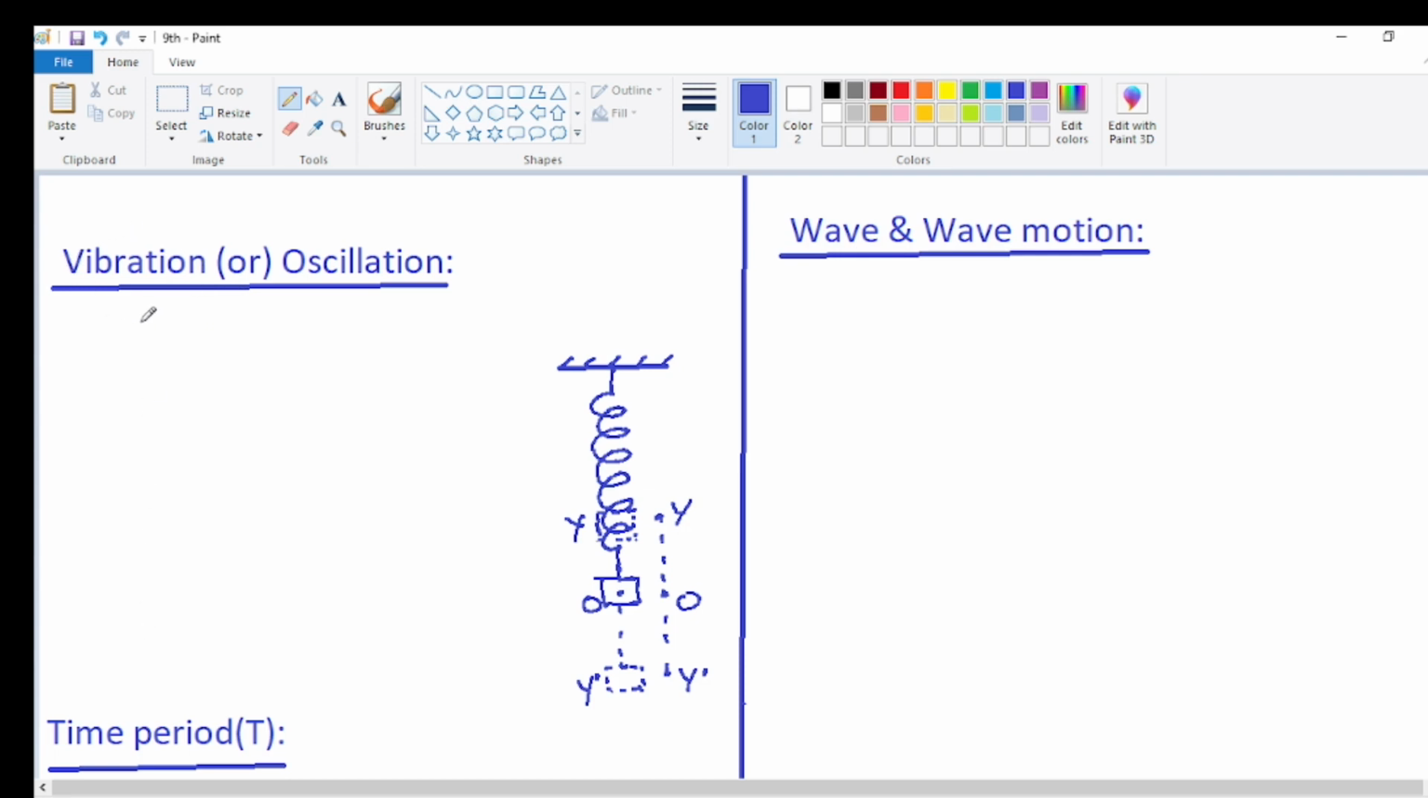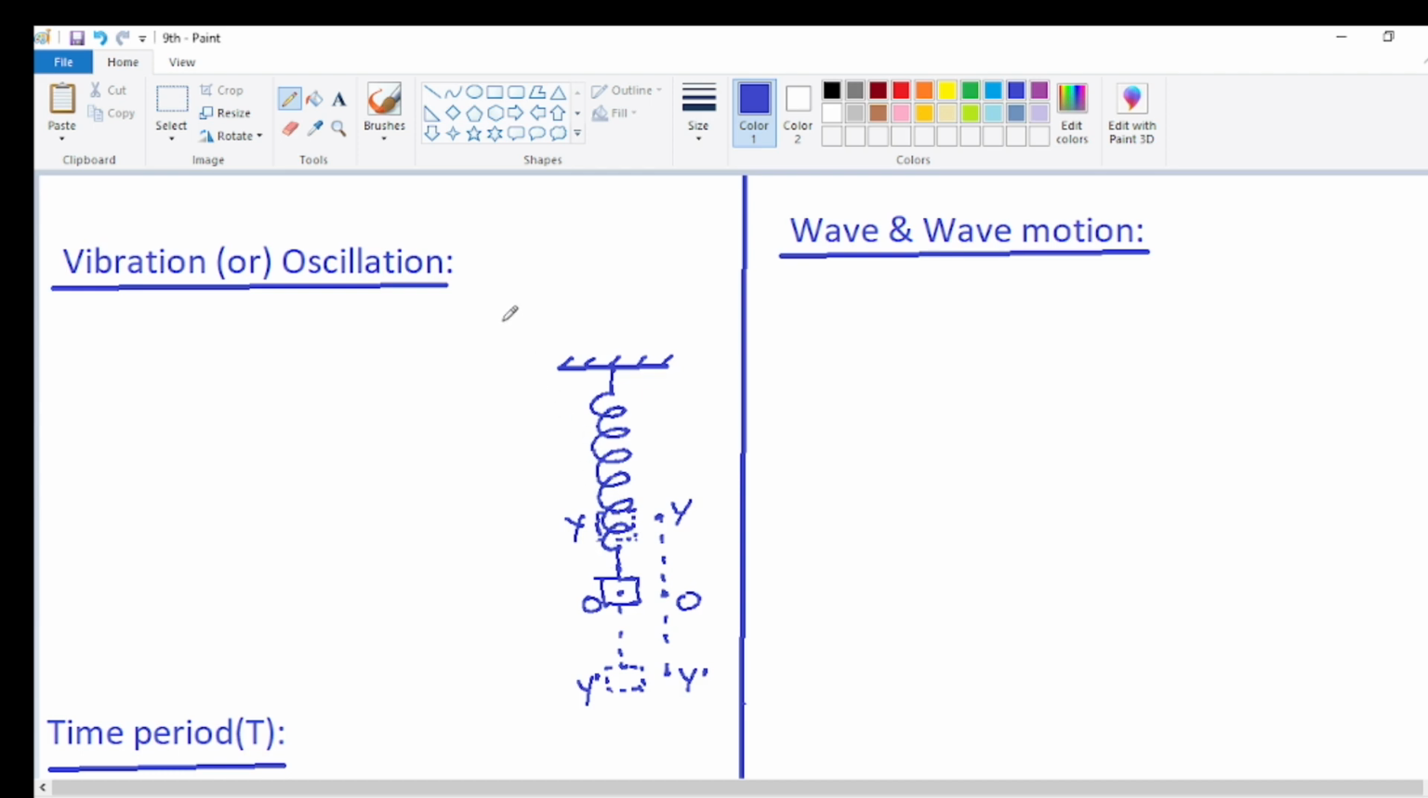So the first definition is vibration or oscillation. It's also called vibratory motion or oscillatory motion. What is this vibratory motion or oscillatory motion? In simple words, vibratory motion means the to and fro motion of a body.